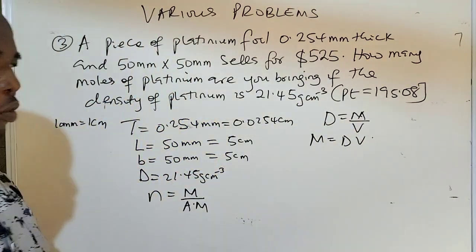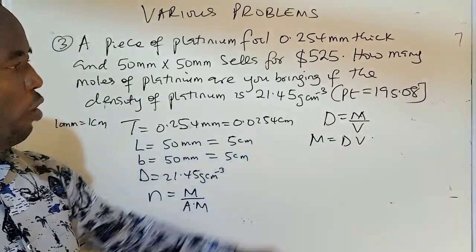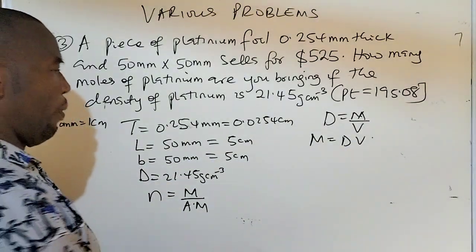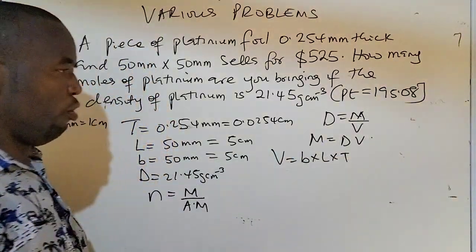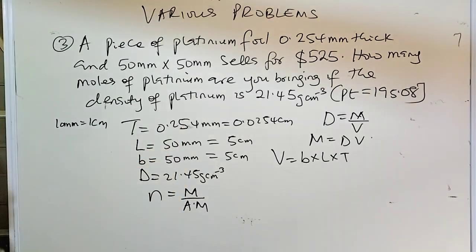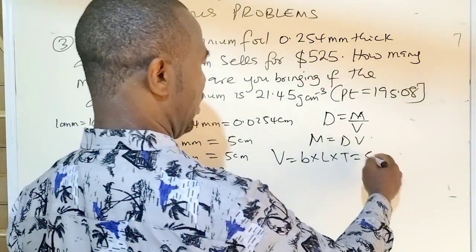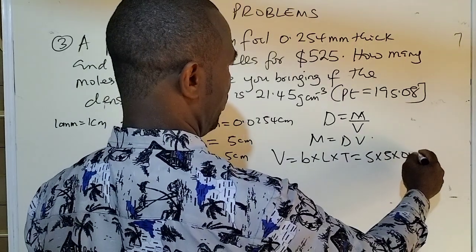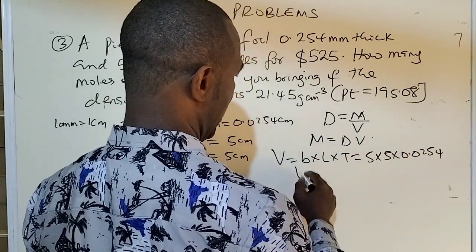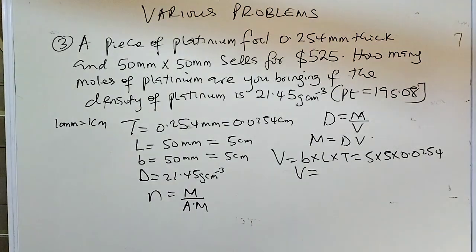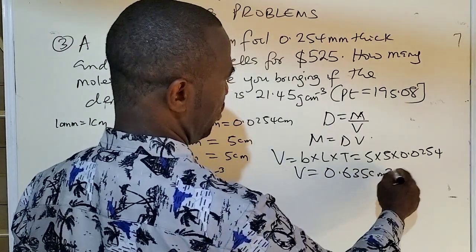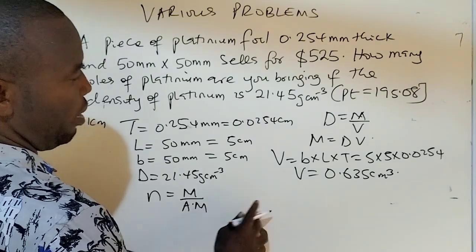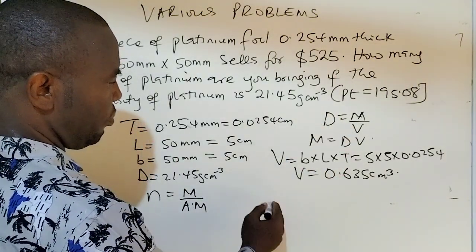So before we go ahead, we have to find the volume of the platinum foil. To find volume, we apply the formula breadth times length times thickness. So you multiply the breadth, length, and thickness to get the volume. And I have 5 times 5 times 0.0254. That gives us the volume of the platinum foil. You multiply that to get 0.635 cm cube.